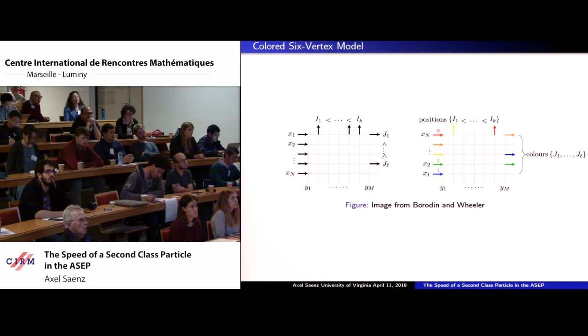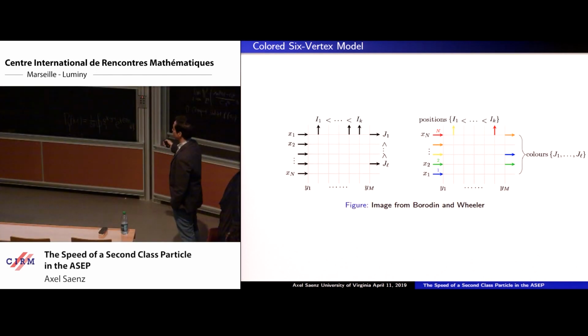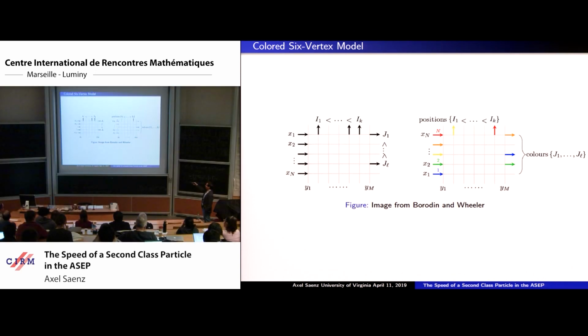And then the last thing is that this symmetry result of looking at the two types of configuration actually works in the colored six vertex model, and it's a recent result from Borodin-Wheeler in 2018, where the colorblind result and the colored result are the same.